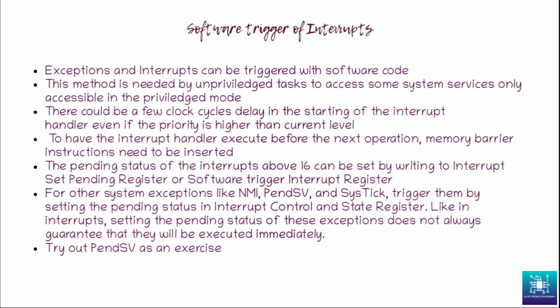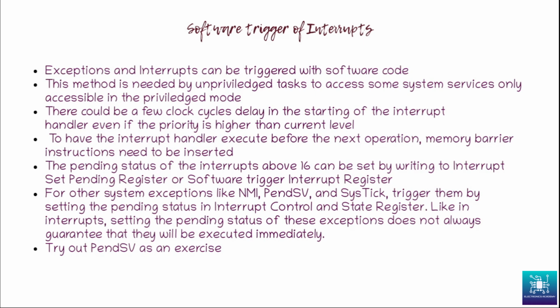Now, for software trigger of interrupts, this is just to summarize what we have discussed so far. Exceptions and interrupts can both be triggered with software code. Why do we need this? This method is needed by unprivileged tasks to access some system services only accessible in the privileged mode. Suppose we have some unprivileged tasks which need access to certain services, and it cannot access those services while being in the unprivileged mode.